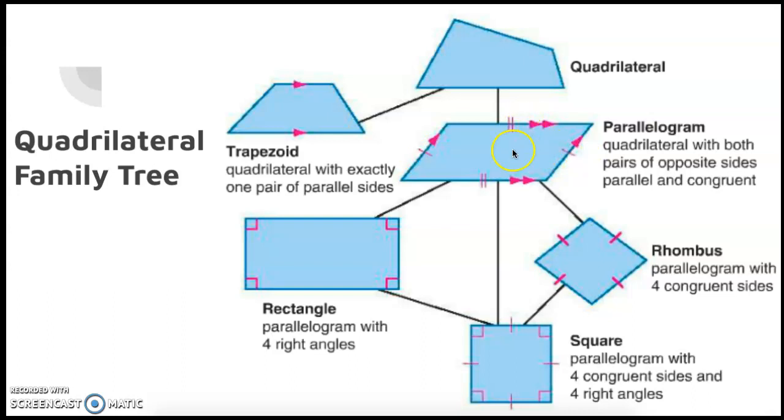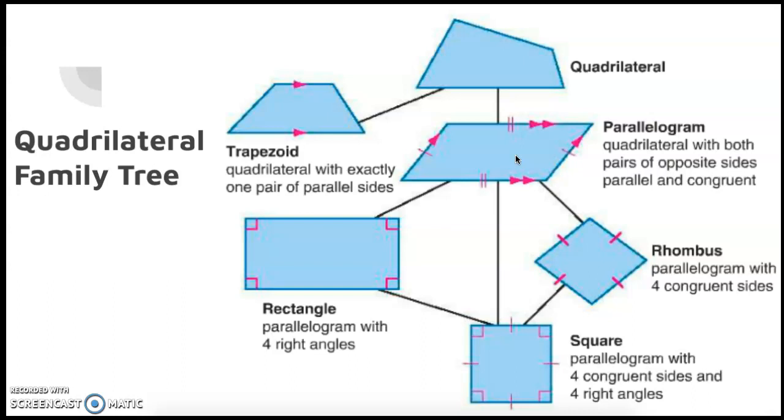The other pair of opposite sides is also parallel. We know that because they have 2 triangles marking that they are parallel. And they are congruent because they have 2 tick marks marking that those 2 sides are congruent. Okay, so trapezoids have 1 pair of parallel sides. Parallelograms have 2 pairs of parallel and congruent sides.